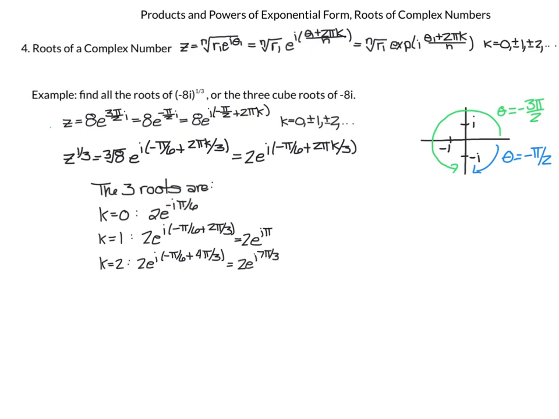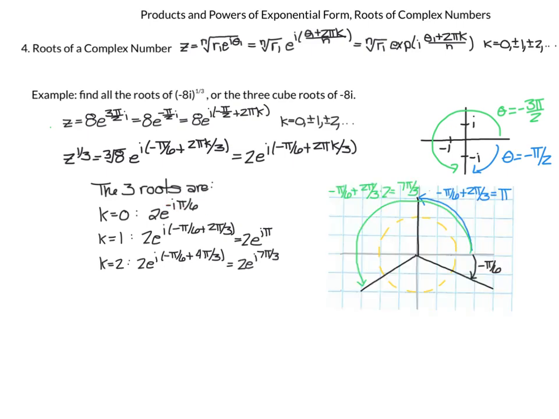I can draw this pictorially, so my first root is 2 times e to the minus I pi over 6, so that's this angle here, out a radius of 2. My second root is 2e to the I pi over 2, so that's over here. And my third root is 2e to the I 7 pi over 6, which is here. What you can see is that we're starting from one root, and then we're adding our 2 pi over 3 to get to our next root, and then adding another 2 pi over 3 to get our next root.